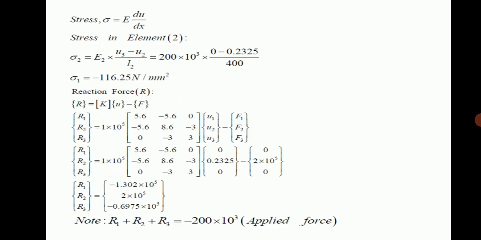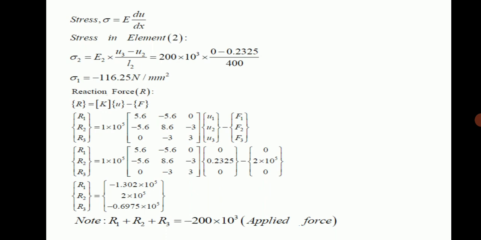Same formula for finding the stress in element 2, that is sigma 2 is equal to E2 into U3 minus U2 divided by L2, that is 210 into 10 power 3 into 0 minus 0.2325 divided by 400. We will get the answer for sigma 2 is equal to minus 116.25 Newton per millimeter square.